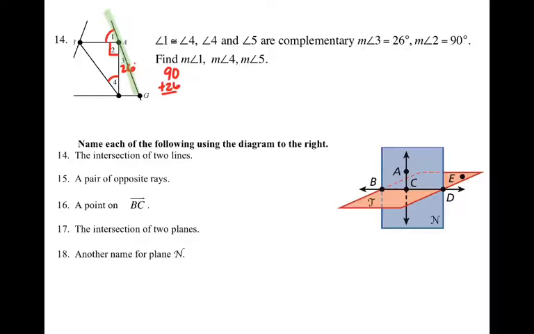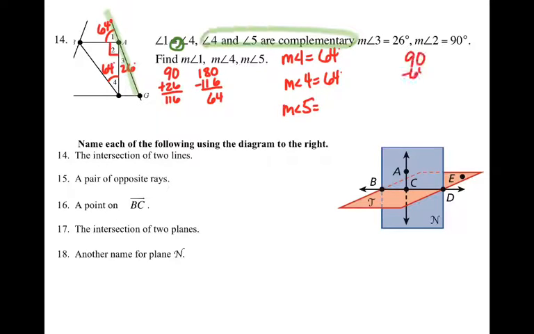So I'm going to say 90 plus 26 and get 116, and subtract that from 180, and that'll tell me what angle 1 is. Okay, so 64 plus 90 plus 26 are all going to add up to be 180. So now I know angle 1 is 64. Well, that means angle 4 is also 64 because it says that they're congruent. See that little congruent symbol right there? So that means they're congruent. Okay, angle 5 and angle 4 are complementary. Well, complementary means that they're going to add up to be 90. So you just say 90 minus 64, and that'll tell you what angle 5 is. So angle 5 is 26 degrees.